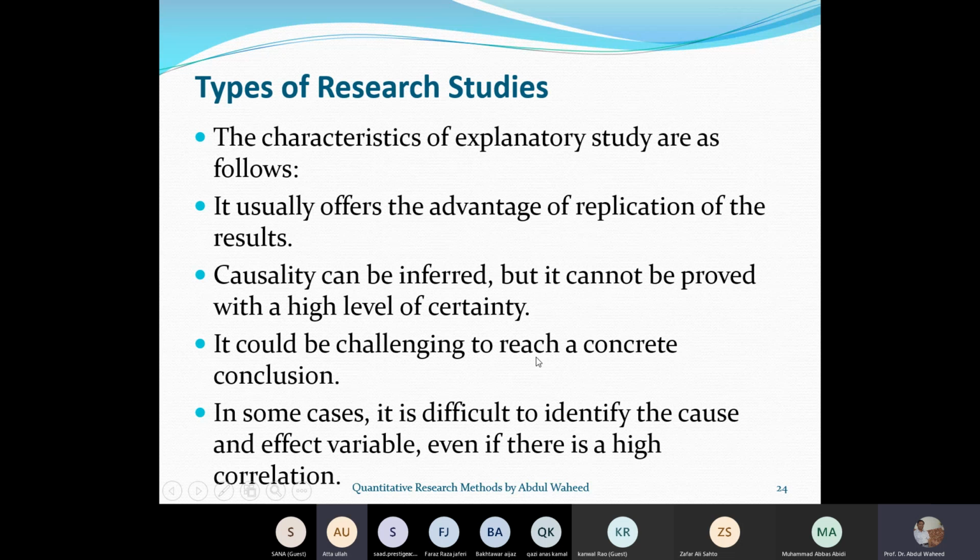It could be challenging to reach a concrete conclusion. In some cases it is difficult to identify the cause and effect. So in some cases it is difficult to say which variable is the cause and which variable is the effect, even if there is high correlation.